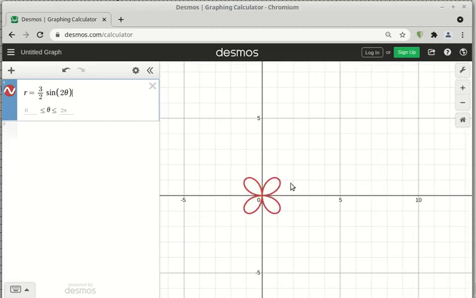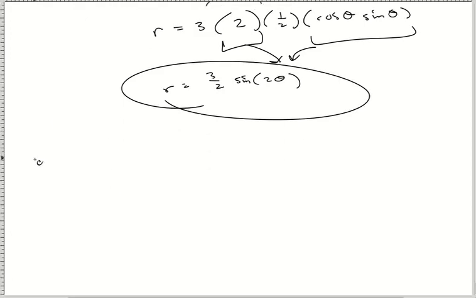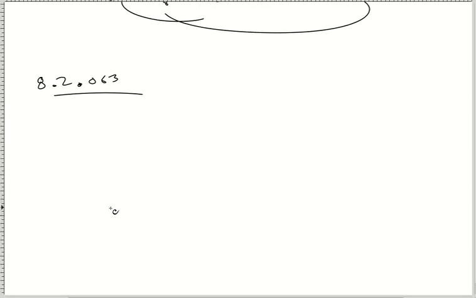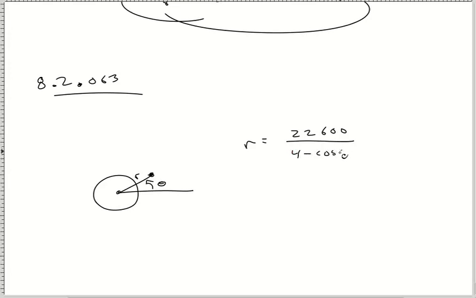Last question of this section. So I got 82063. It's a word problem. It's talking about a satellite, and so we got Earth, I think it's Earth, and the satellite is coming out at a radius and a theta. So got a theta, got a radius. There's a satellite, let's say, and they give me r equals 22600 divided by 4 minus cosine theta.